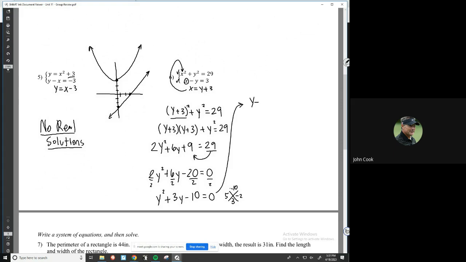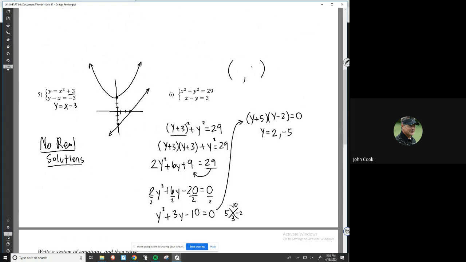That'd be y plus 5, and then y minus 2 equals 0. So I'm going to claim that y can be equal to either 2 or negative 5, one of those. All right. So now let's check to see where these y values potentially could go. So 2 and negative 5 are the y values on my little ordered pair. 2 there, negative 5 there.